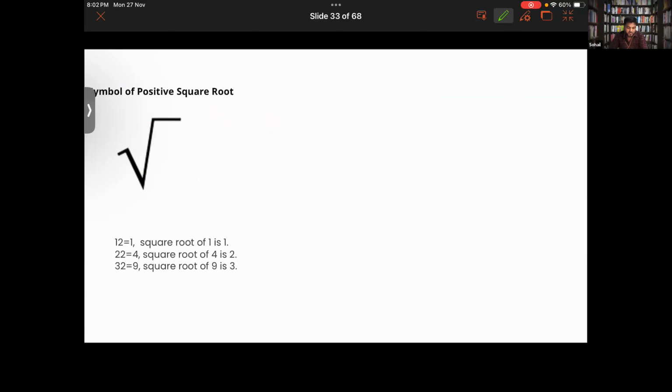That is a symbol for positive square root. The under root. Under root.